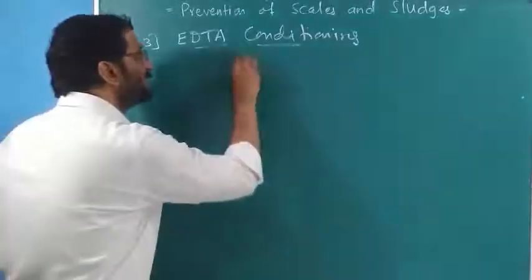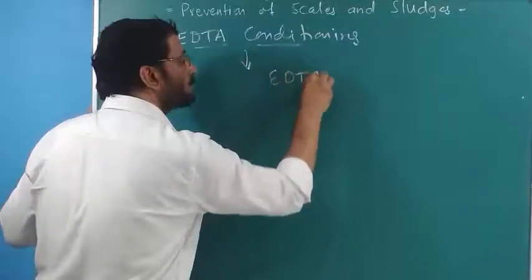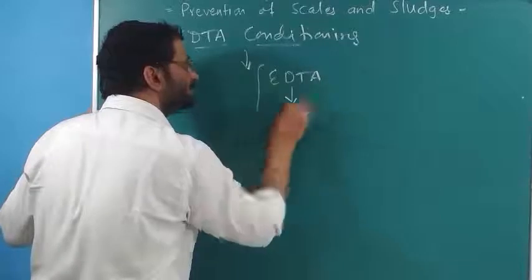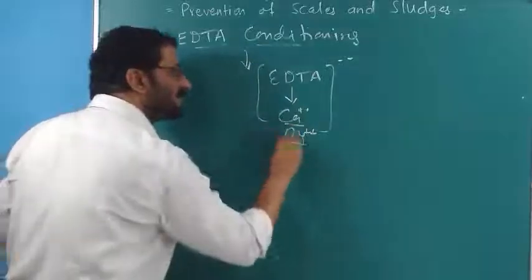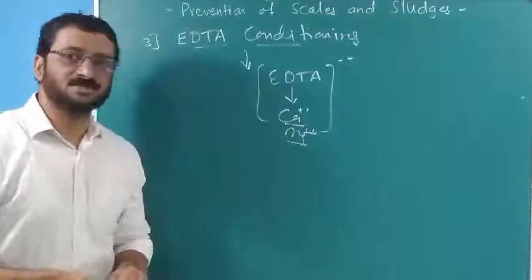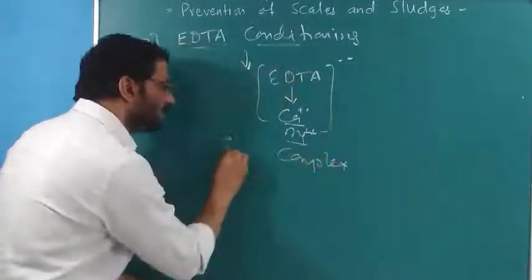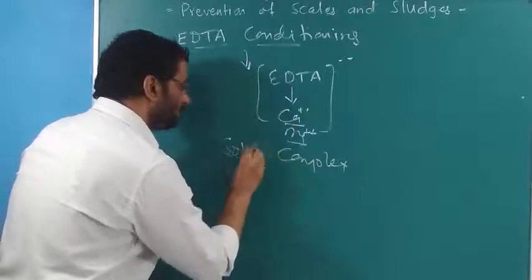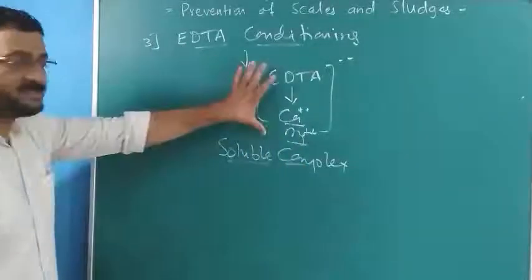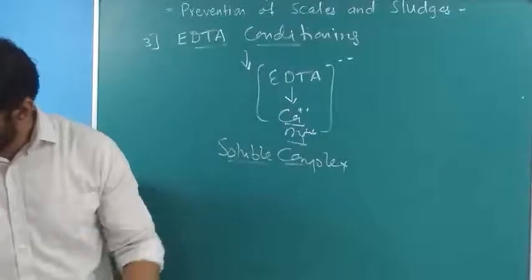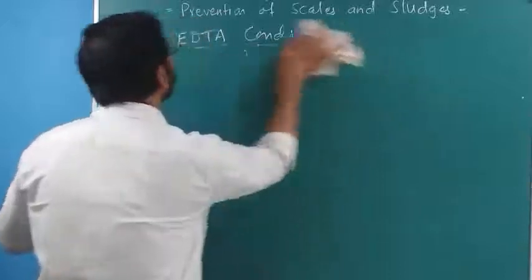So when you add this EDTA to the boiler feed water, the role of EDTA is that it forms a complex with hardness-causing calcium and magnesium ions, so that this precipitate-forming or scale-forming substance remains in a soluble form. This is a soluble complex. EDTA forms a soluble complex, so that the precipitate-forming substance will remain in a soluble form. This is called EDTA conditioning, isn't it?